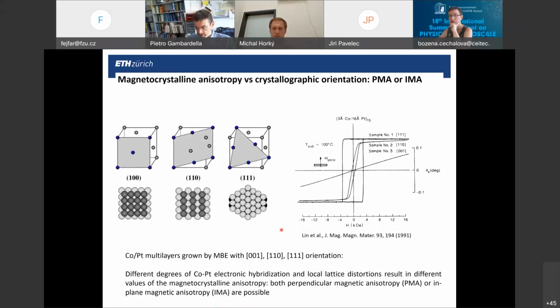Good. So I see I'm running out of time, so I should speed up if I want to go to the next section. So in short, for magnetocrystalline anisotropy, depending on the bonding configuration and symmetry of the crystal, we can have different magnetocrystalline anisotropy terms that favor either out-of-plane or in-plane magnetization, depending on the crystal symmetry.